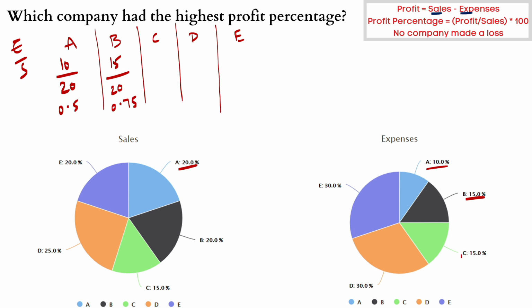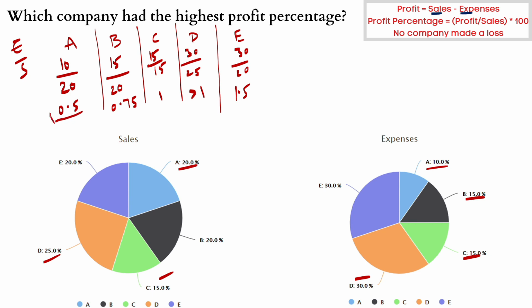And what is the expense of C? 15, and sales of C is 15. So 15 by 15, this is equal to 1. Now D, it's 30 and 25. So 30 by 25, and for E it's 30 by 20. So 30 by 25 is greater than 1, right? And 30 by 20 is 1.5. Okay, so if we observe the values of E by S, what is the least value here? What is the minimum value?